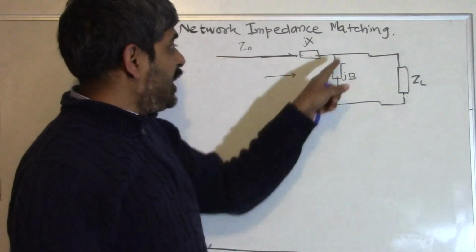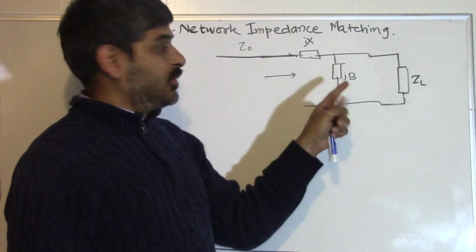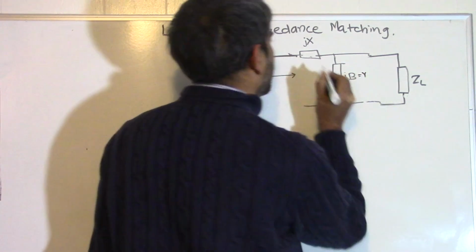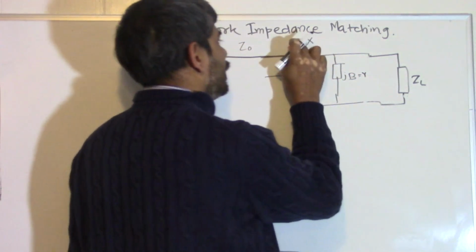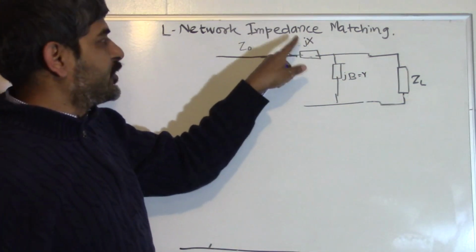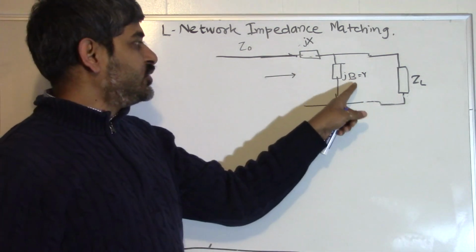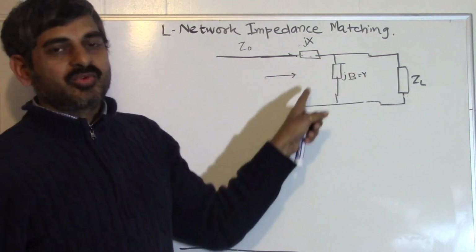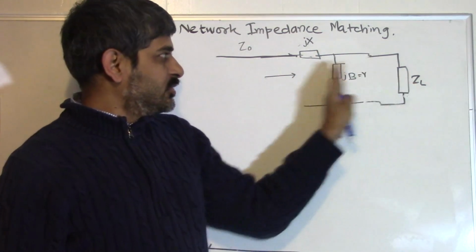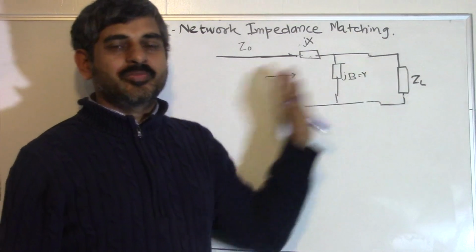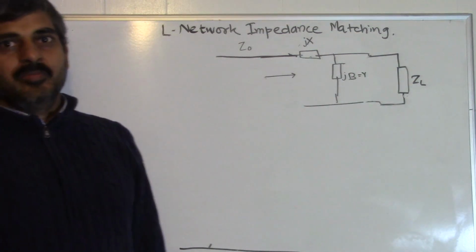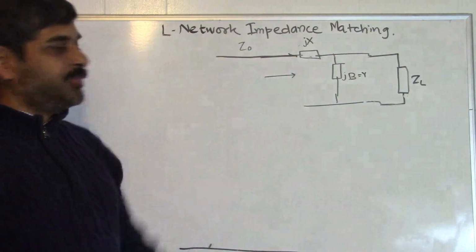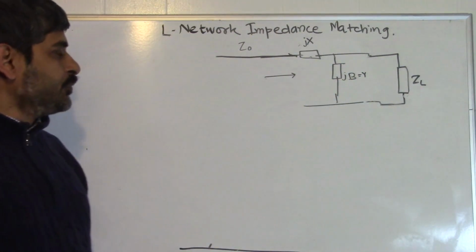Because this is a parallel element, jB is the total admittance of this element, and this is the total impedance of this element. The reason we use admittance here is because it's in parallel, so it's easier to work with admittance when something is in parallel with another impedance network. So let's try to derive the values of B and X here.